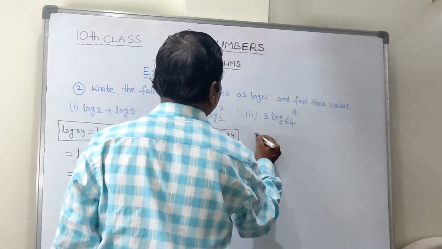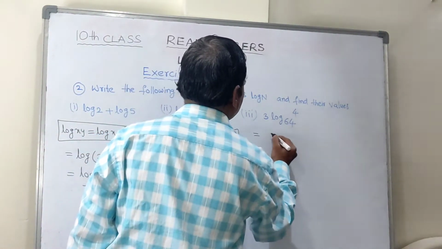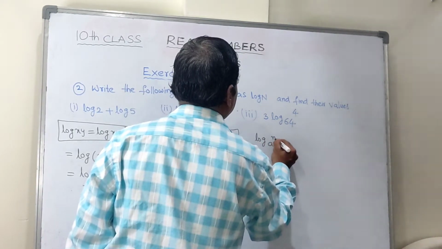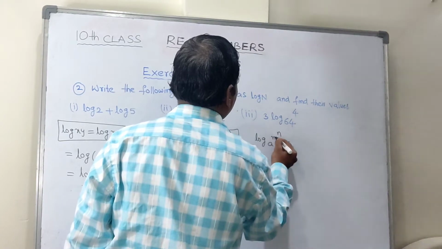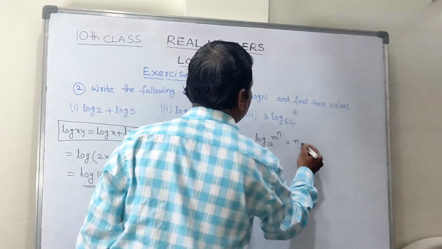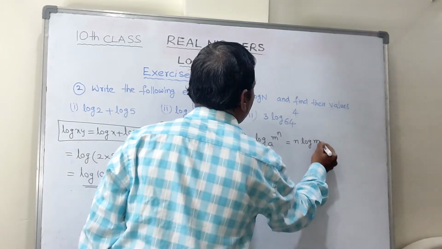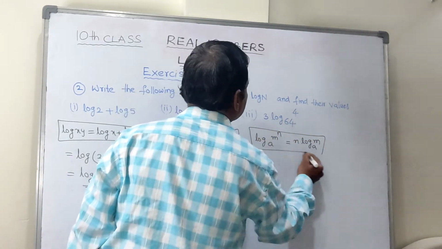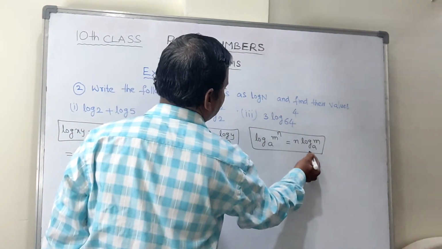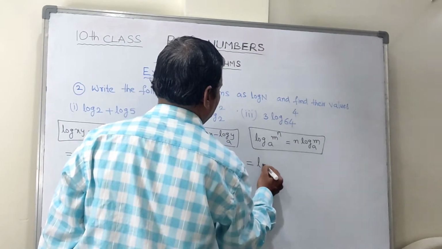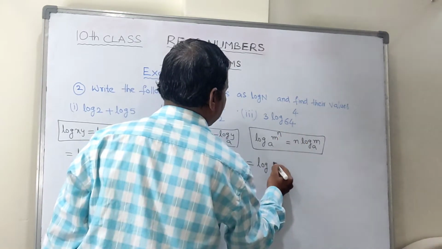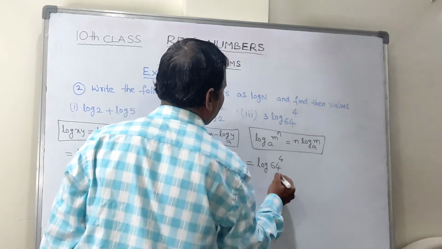And here we have one formula, log m to the power of n to the base a equals n into log m to the base a. The given question is like this RHS, log m to the power of n, 64 to the power of 4.